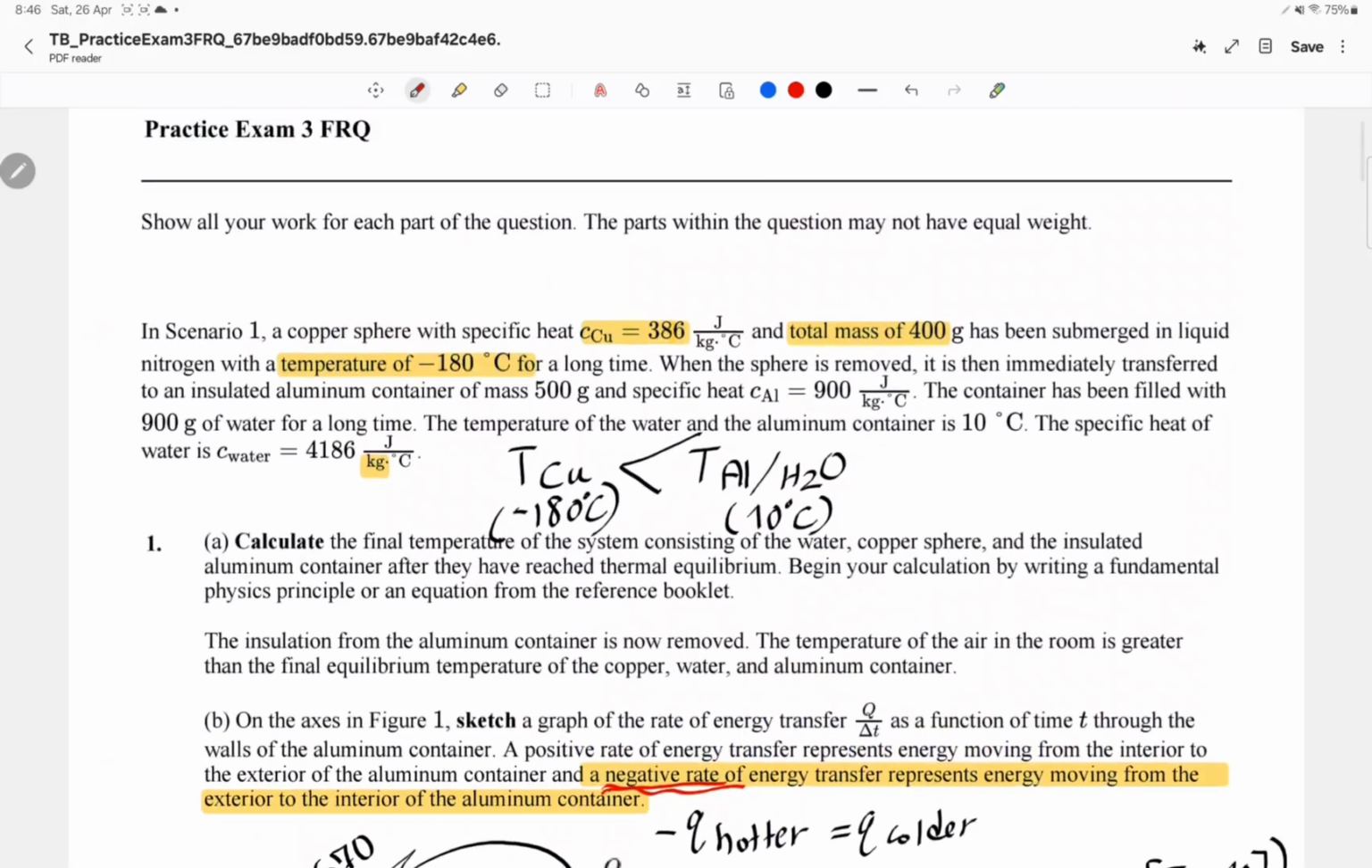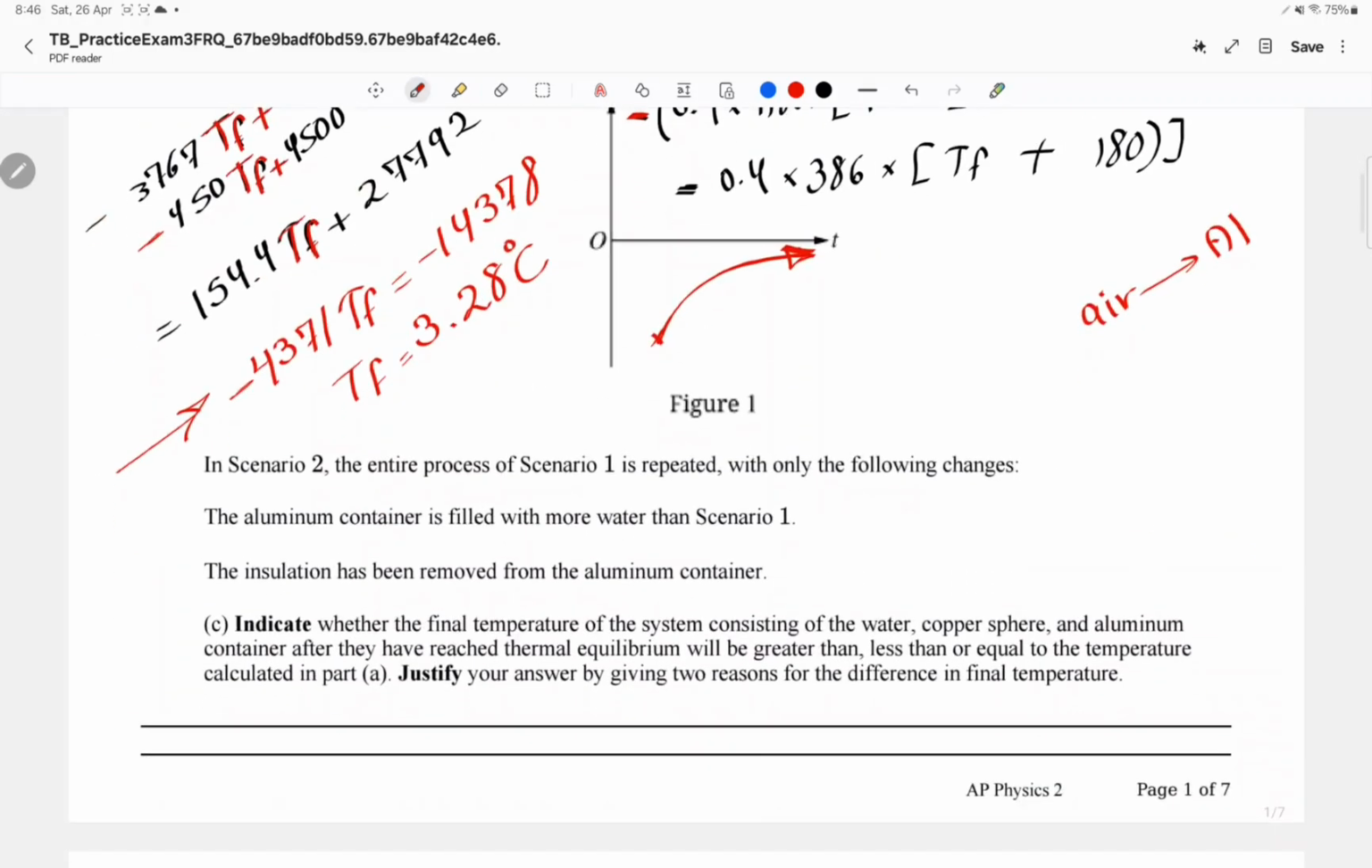Let's take a look at before. Who was transferring heat to who? It was aluminum and water transferring heat to the copper, right? Yeah. Because they were simply hotter than the copper. But now we have put more water than before, right? So now the container of the aluminum and water simply has more heat in it, okay? So more energy is going to be transferred to the copper.